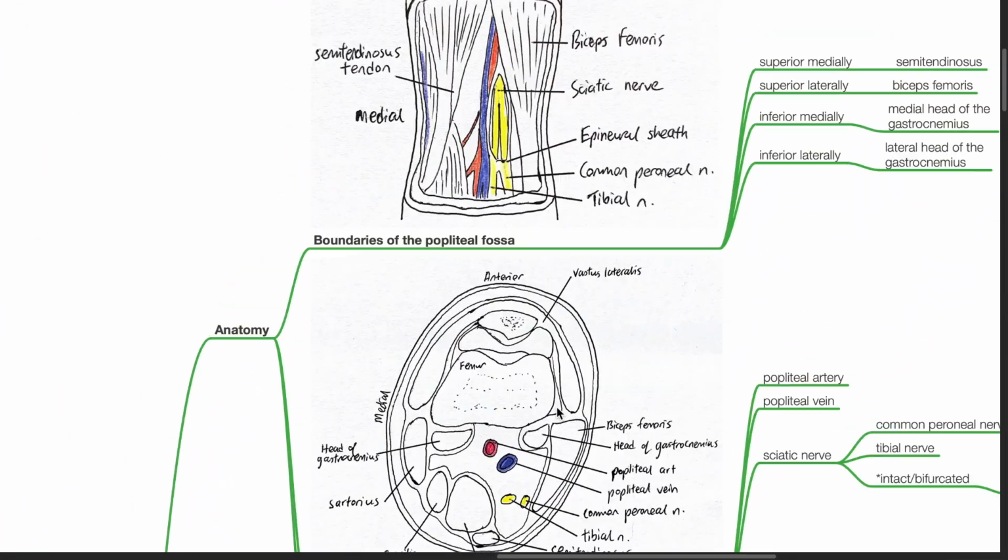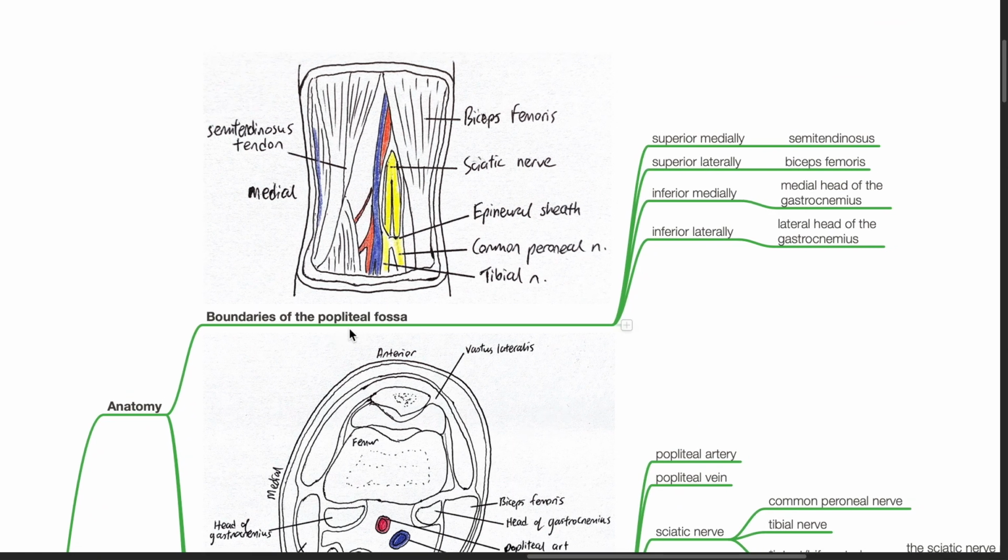Anatomy. Boundaries of the popliteal fossa. Superior medially the semitendinosus, superior laterally the biceps femoris, inferior medially the medial head of the gastrocnemius, inferior laterally the lateral head of the gastrocnemius.